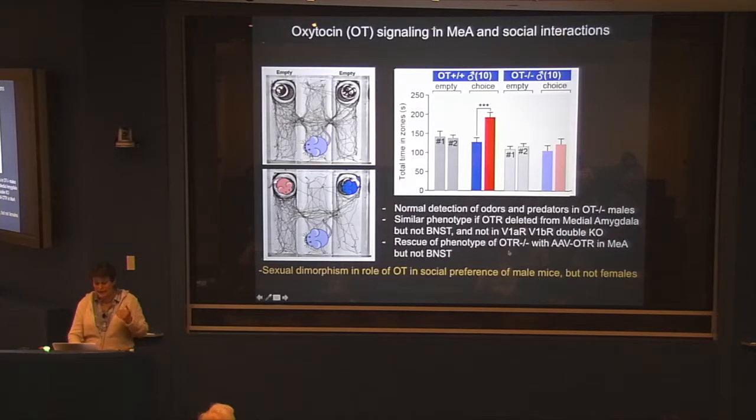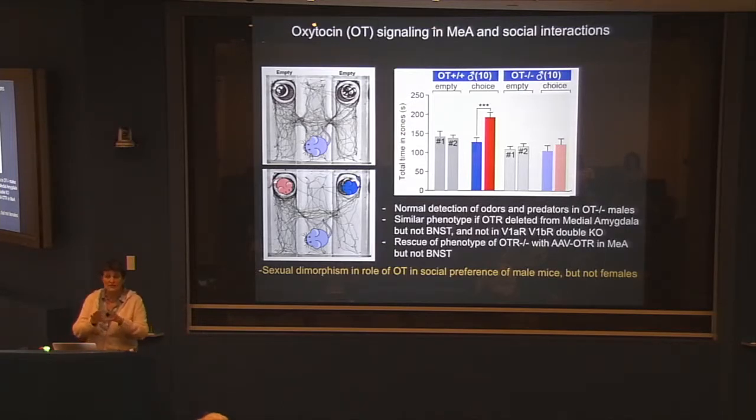Moreover, we are able to rescue the phenotype in the oxytocin receptor knockout by ectopically injecting a virus expressing the oxytocin receptor in the medial amygdala, but not in the bed nucleus of the stria terminalis. So there are two important aspects of this experiment. First, it's an additional control that the medial amygdala is essential for the phenotype we observed, but also it shows that the phenotype can be rescued in the adult.